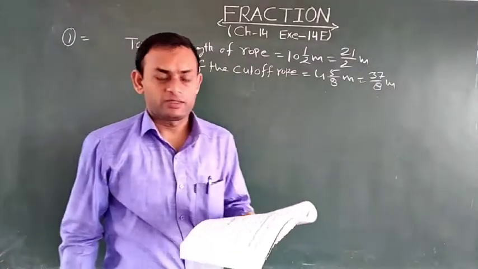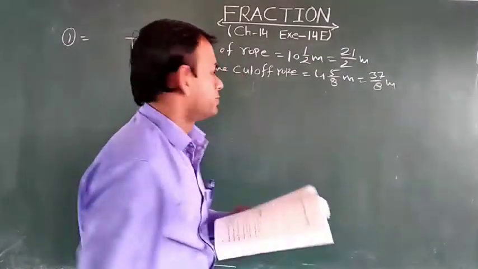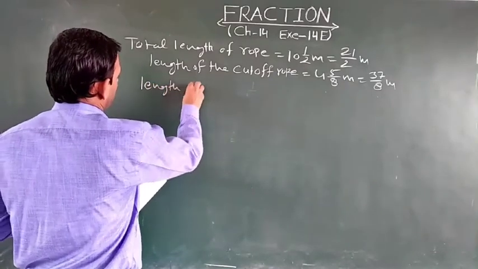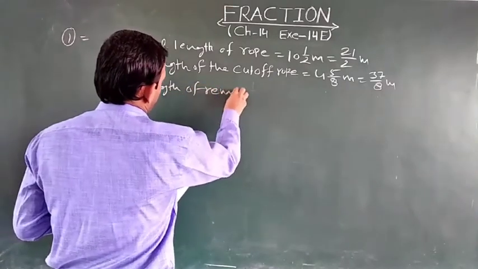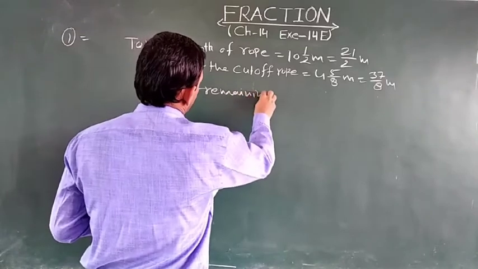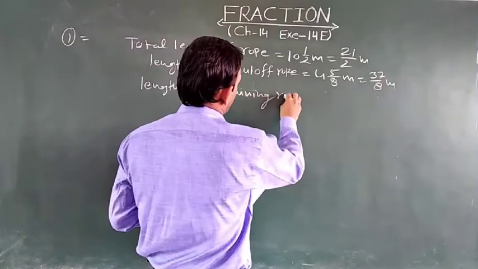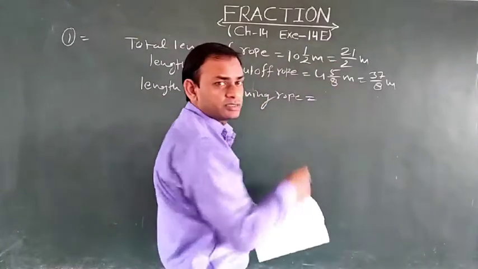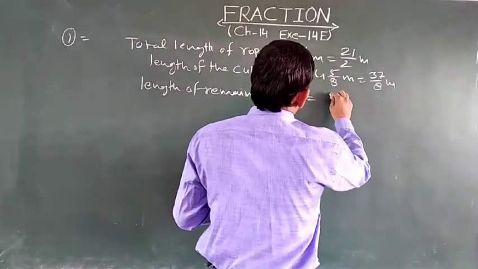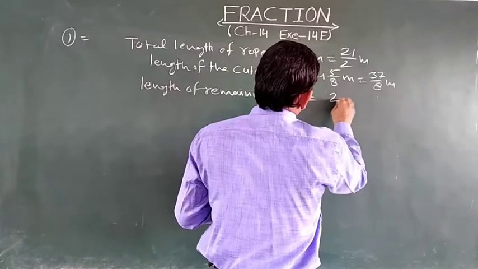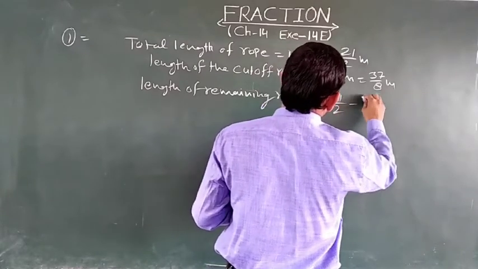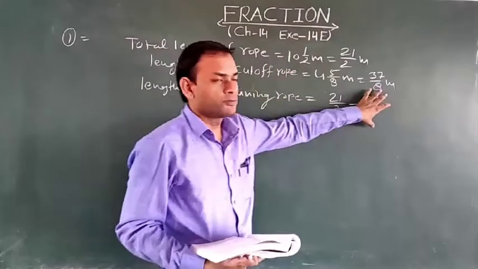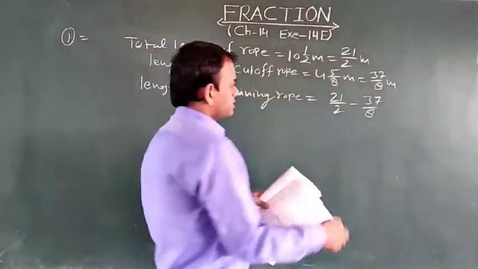You have to find the remaining rope. Okay. So the length of remaining rope is equal to total length minus cut-off rope. Okay. So 21 by 2 minus 37 by 8. We will just subtract the cut-off rope from the total length.